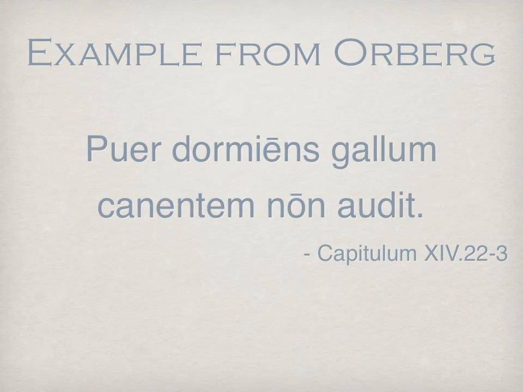Finally, let's look at a sentence in Orberg that we get at line 22 and 23 of chapter 14. Puer dormiens gallum canentem non audit. So let's leave aside the immediate context of the chapter and just look at some things that we can do with this sentence, just thinking about the ideas of hearing and roosters crowing and people sleeping. What does that context suggest to us? So very simply we could say the sleeping boy does not hear the crowing rooster. Okay, sleeping, crowing, participles in English.